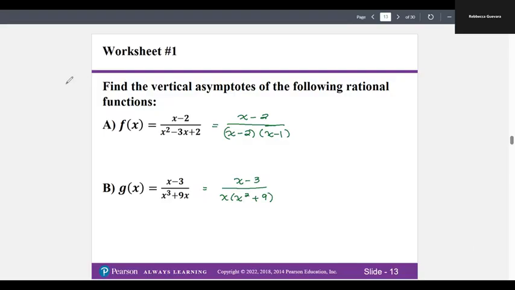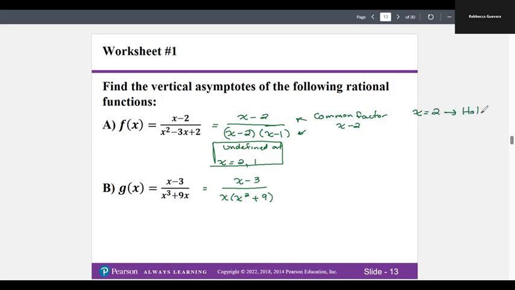Okay, so I already factored these for us. So what we have here is that we are undefined at x equals 2 and 1. The problem that we have here is we have a common factor. Both the top and the bottom share that x minus 2. What that means is that when x is equal to 2, we have a hole. And when x is equal to 1, because that's not a common factor, that is my vertical asymptote.